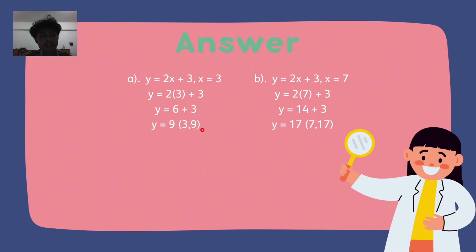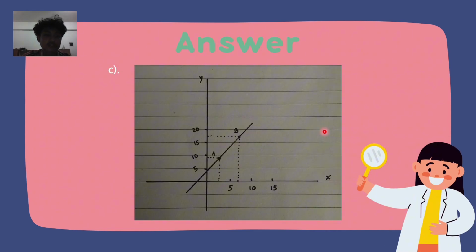For part B, it is also the same. x is known to be 7, then 2 times 7 plus 3 equals 17. So we get y equals 17 and x equals 7, giving 7.17. Once we have x and y, we just plug them into the graph.